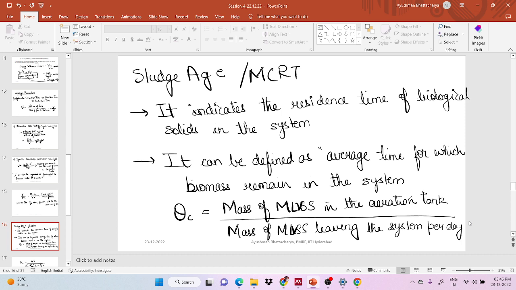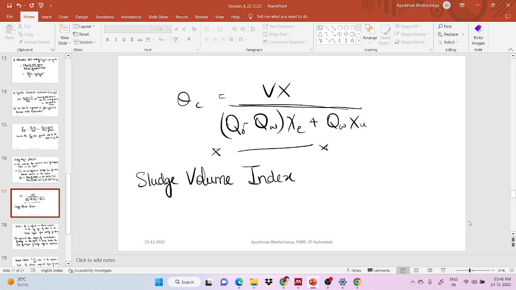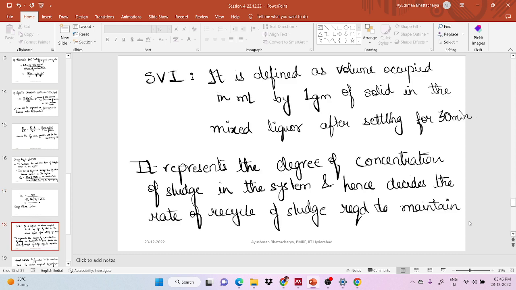Sludge age, or mean cell residence time, indicates the residence time of biological solids in the system. It can be defined as the average time for which biomass remains in the system, and in terms of a formula, it is the mass of MLSS in the system by the mass of MLSS leaving the system per day. To give it in numerical form, Vx by Q naught minus QWXC plus QWXU. This is theta c.